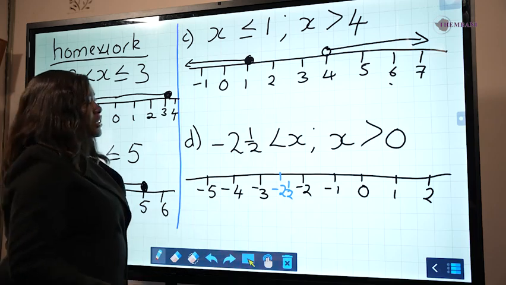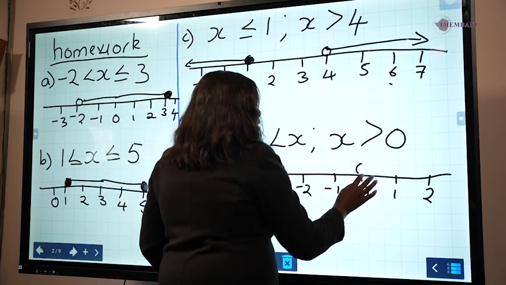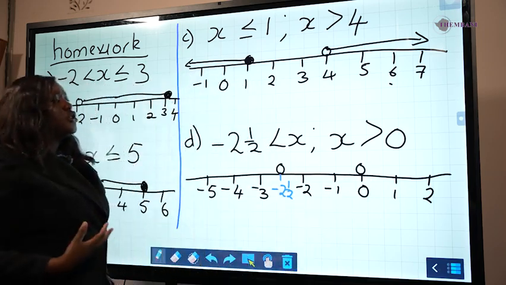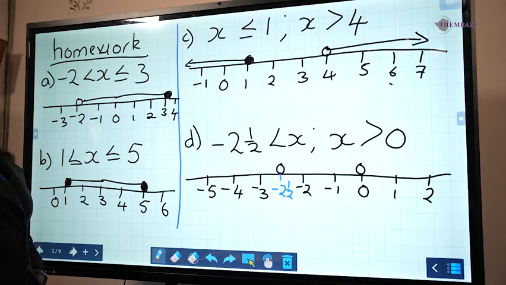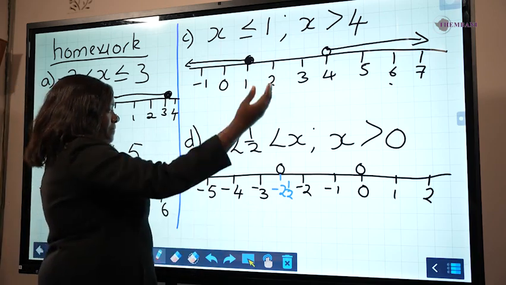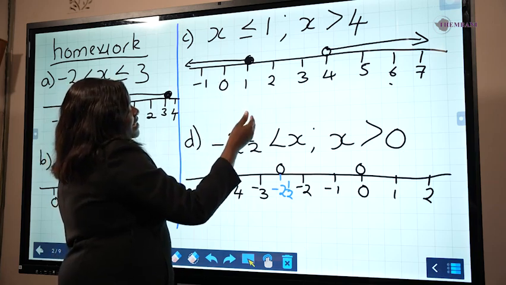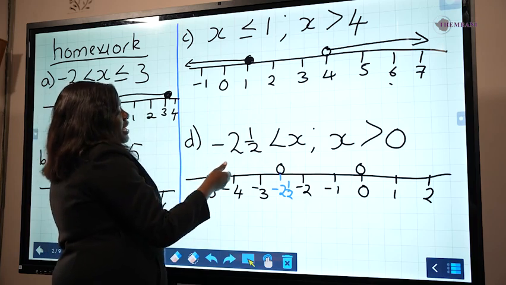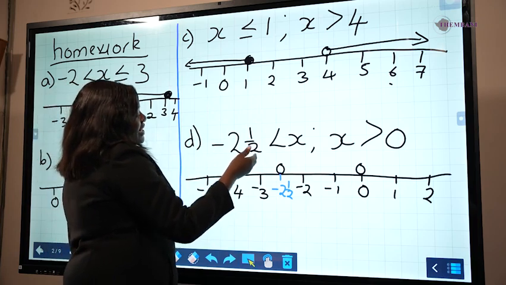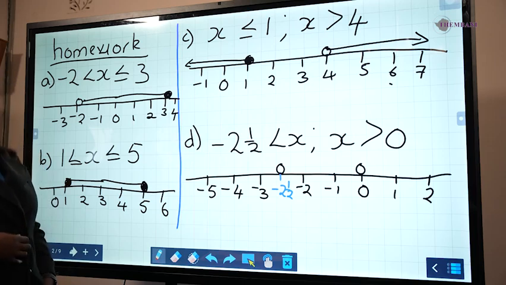Then I'm going to put a small circle here on this number and I'm also going to put a small circle here on 0. Do I shade? No, I'm not shading in any of them because there is no or equal to. Then I'm going to read my inequalities. My inequality is saying negative 2.5 is less than x. So the values that I need are values which are greater.